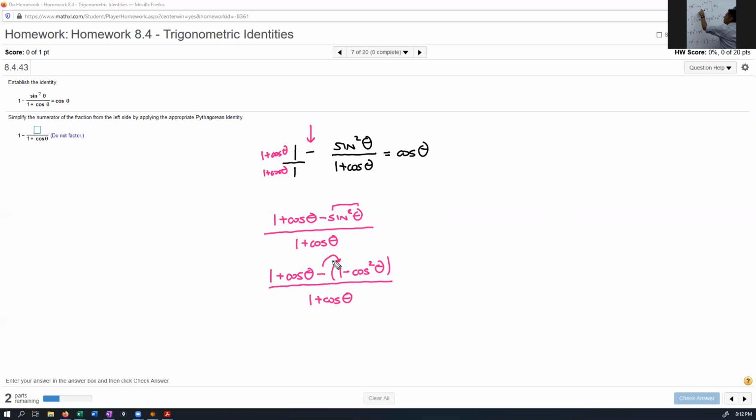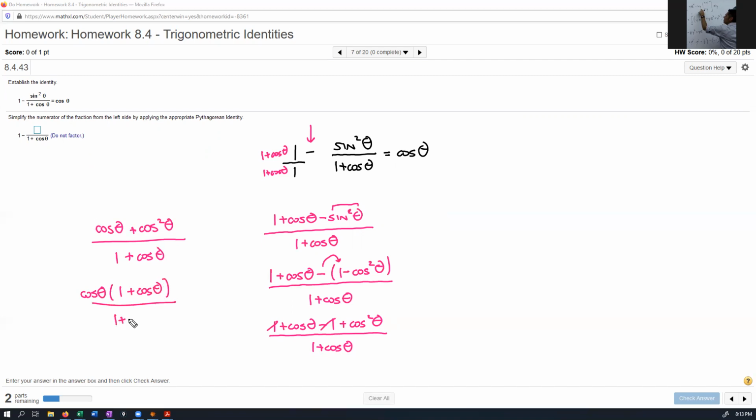If I distribute, I get a minus 1. So 1 plus cosine theta, get a minus 1 and a plus cosine squared theta all over 1 plus cosine theta. The ones cancel. And so I have cosine theta plus cosine squared theta over 1 plus cosine theta. In the numerator, factor out a cosine theta. And these cancel and you're left with cosine theta, which is the right-hand side.